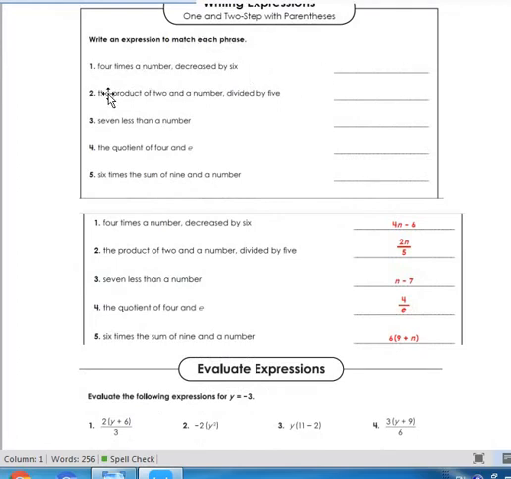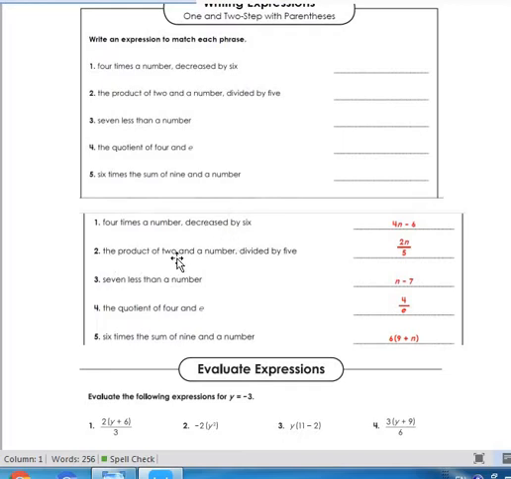So here I have to write an expression to match each phrase. 4 times the number. 4 times the number means 4n. The number here is indicated by n, or I can use any letter if it's not mentioned. So 4 times n, the letter n, decreased by 6. So we have 4 times n means 4n minus 6. What's the meaning of decreased here? Minus, this is called minus.